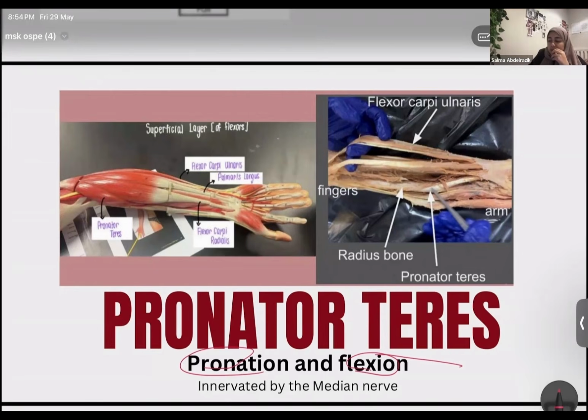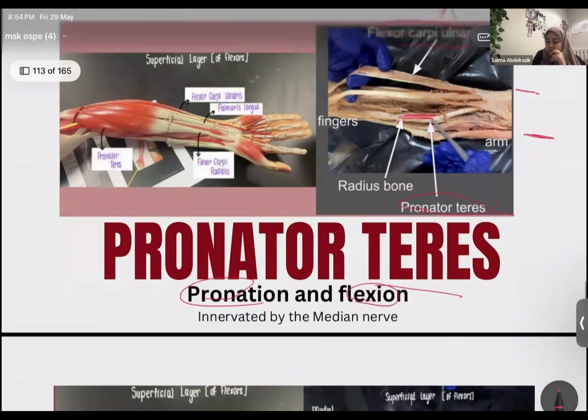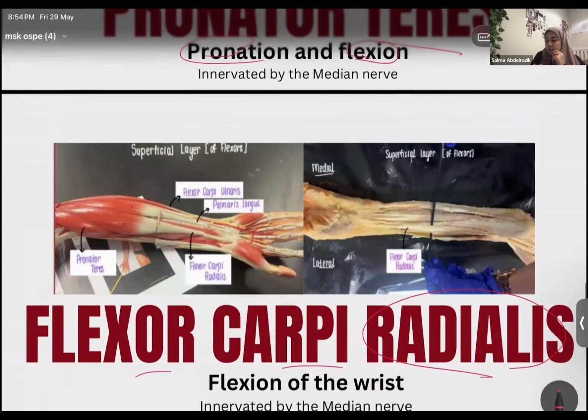And when you look at the hand itself, look at where the thumb is located. The thumb is most lateral. So ulnaris is medial, pronator teres is lateral, and the radius bone is over here. Then you have flexor carpi radialis. It's flexion of the wrist, innervated by the median nerve. It's the one under pronator teres. See the thumb? You have the radialis and pronator teres right beside it. It's more on the lateral side, and above it is the pronator teres.